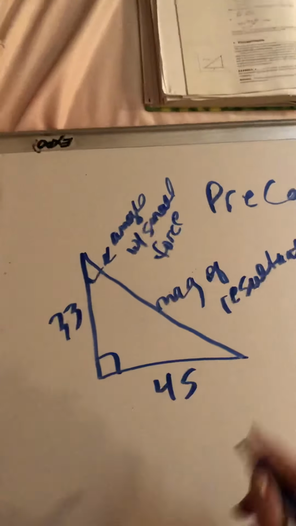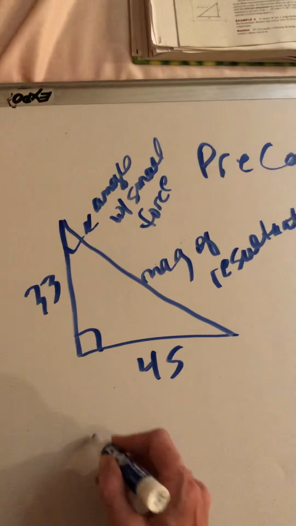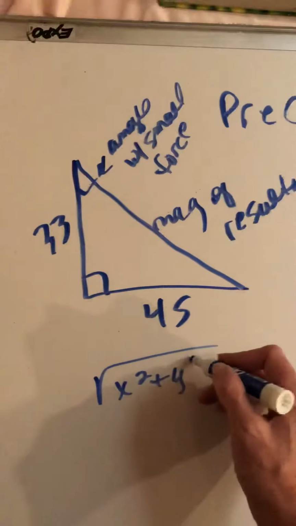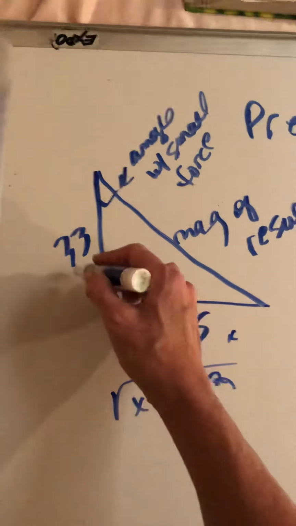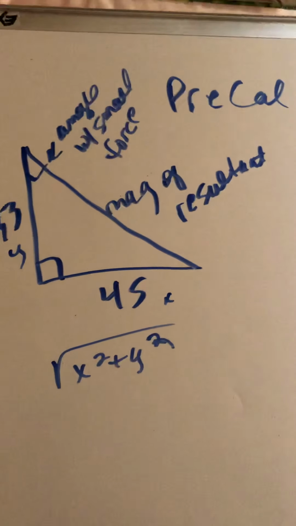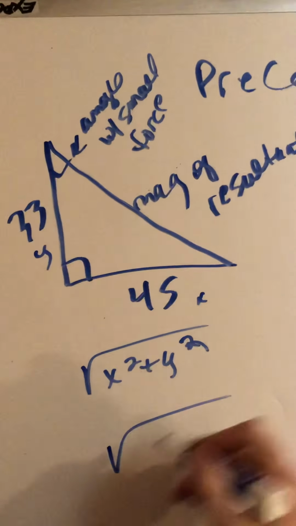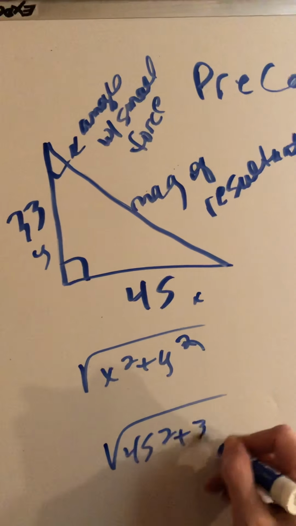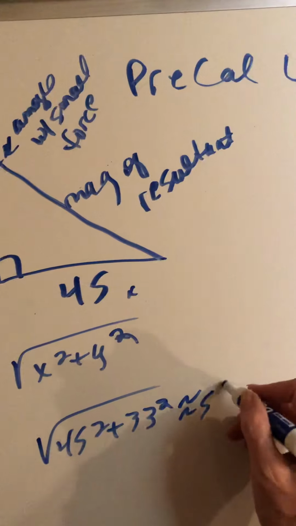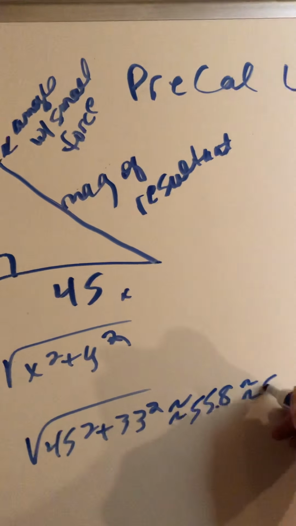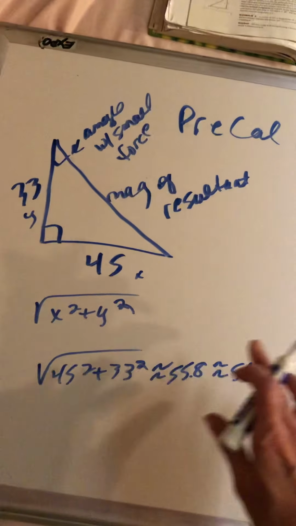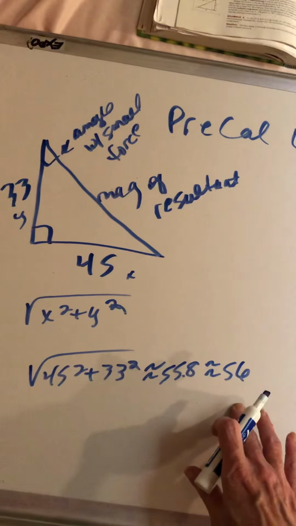So to find the magnitude of the resultant, it's really just square root of x squared plus y squared. This can be x, this can be y. It's just the square root of both of them because you're finding the hypotenuse of a right triangle. So you just do square root of 45 squared plus 33 squared, and that gives you about 55.8, which is 56, because they're asking you to round to the nearest whole. Make sure you read correctly. Sometimes they want the nearest tenth, sometimes they want the nearest whole.